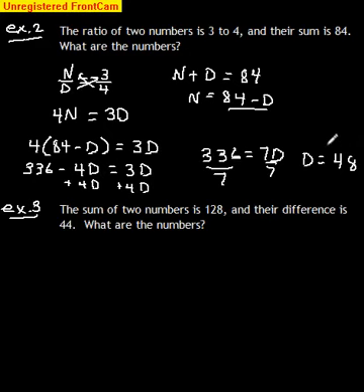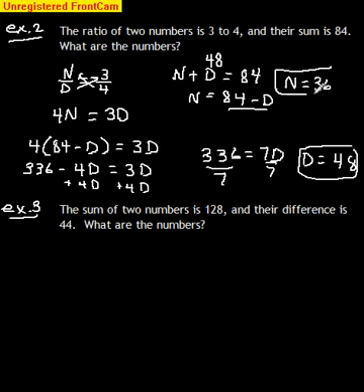And we need the other number. So we go up here, and d would be 48. So subtract 48 from 84. 84 minus 48, and we get our second number is 36. So that's it. Numerator equals 36. So these two numbers, their ratio is 3 to 4, and if you add them together, you get 84.